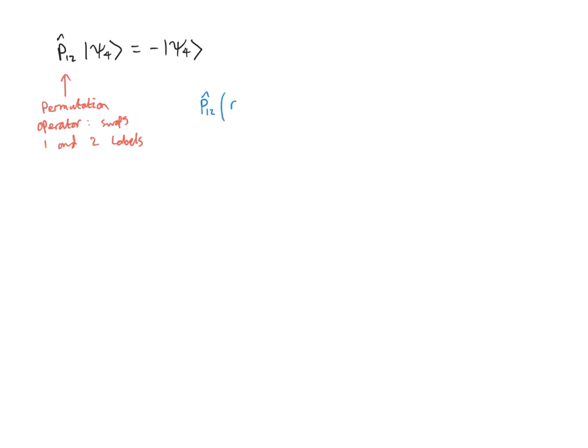But let's write out psi4 according to our definition of C1 and C2 acting on the vacuum. And the permutation operator swaps the 1 and 2 labels. So this gives me this state, or this set of operators acting on the vacuum. But we know this is equal to minus psi4. And minus psi4 is minus the state that we started with.